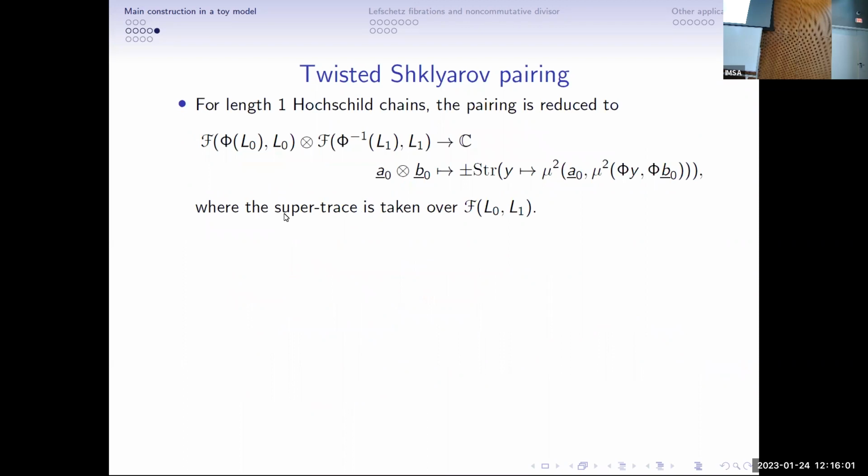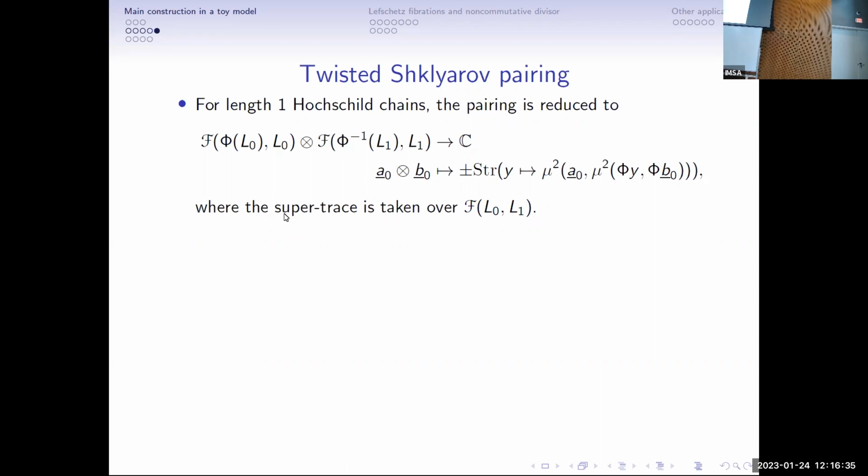So let's take a pair of objects L0 and L1 in our category F. And F phi L0 would be this length 1 part of the Hochschild chain complex. Similarly, F phi inverse L1 is the length 1 part of the twisted Hochschild chain complex associated with phi inverse. And then this super trace is taken over the Hom space from L0 to L1.